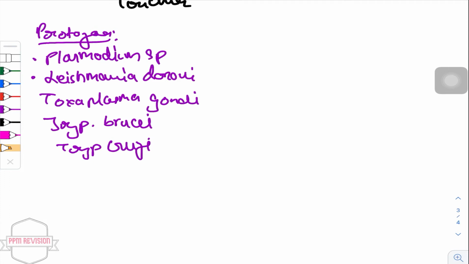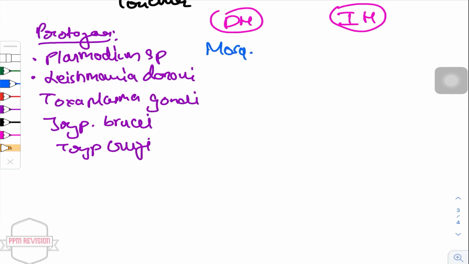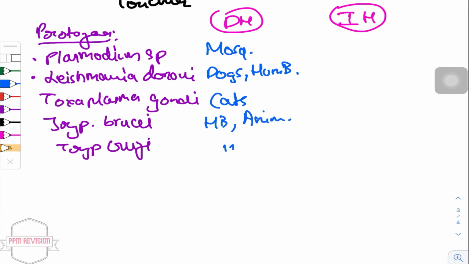So now quickly looking at the definitive host, and then we have the intermediate host. Under this, in case of Plasmodium species, the definitive host is the mosquito, and Leishmania donovani, it is the dogs as well as human beings. Next one, Toxoplasma gondii, it is the cats. Next, in Trypanosoma brucei, there's human beings as well as animals, and the same goes for cruzi as well. Now, just highlighting the intermediate host. In case of Plasmodia, it's the human beings. In case of Leishmania donovani, it's the sandfly.